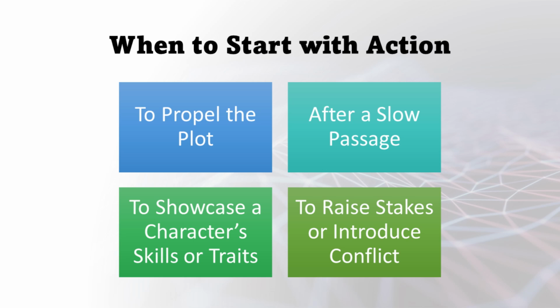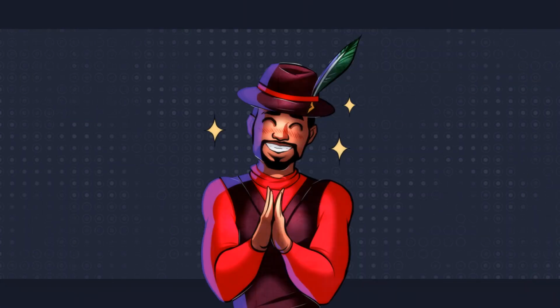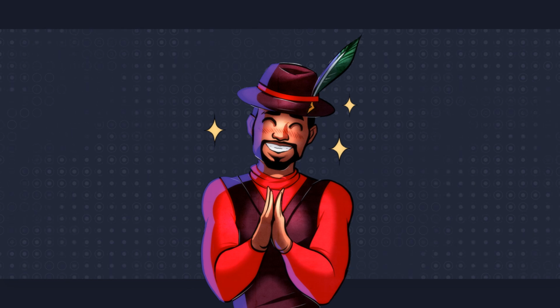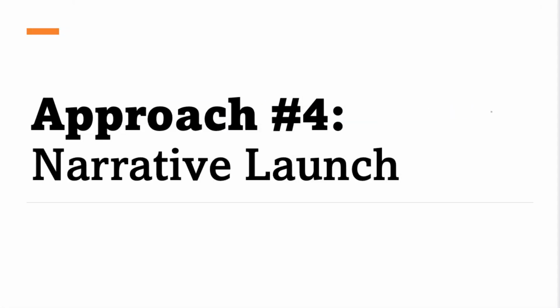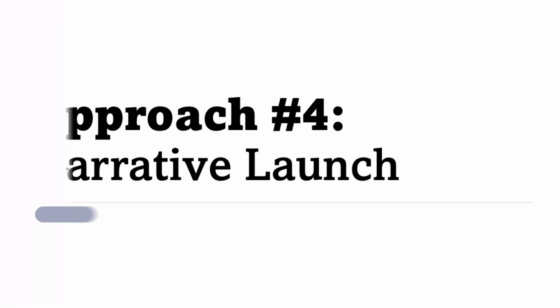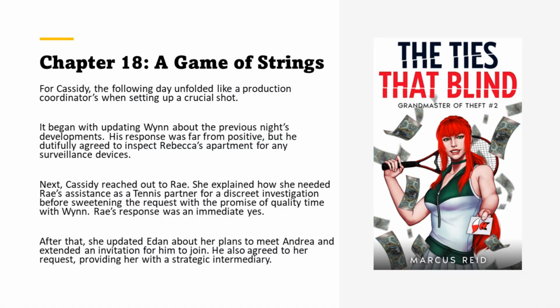This is another one of those that can be insanely useful but easy to screw up. The one I'd recommend learning and mastering before this is the fourth one I wish to draw attention to. Approach 4. Narrative launches. If you're leaning into quick summaries and use the narrative itself to set up the scene, you can use an opening like this.